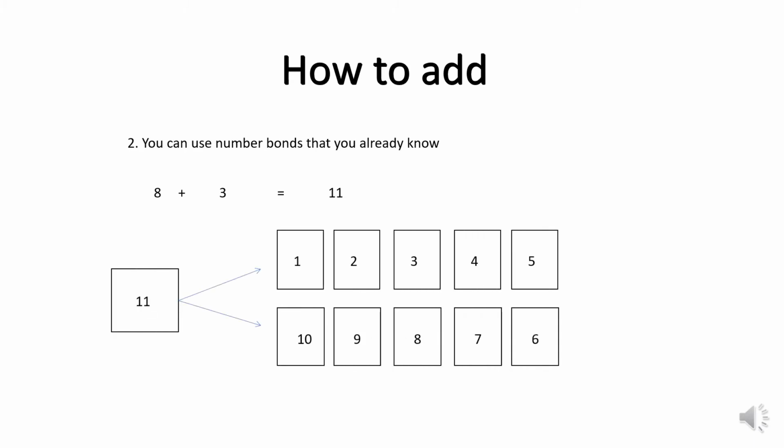The next method is the method of using number bonds. This method is mainly for smaller numbers, like 8 plus 3 or simple two-digit numbers. If you don't know already about number bonds, please look at my earlier video that I have posted up. I've attached it in the link below. Now, 8 plus 3, from the number bond you know that 11 can be split up into 8 and 3, and so you immediately know that the answer is 11.